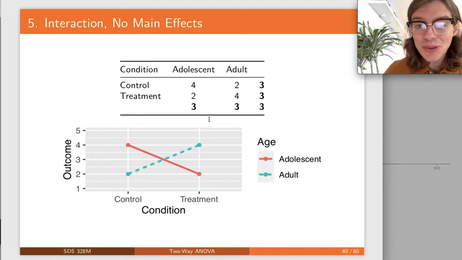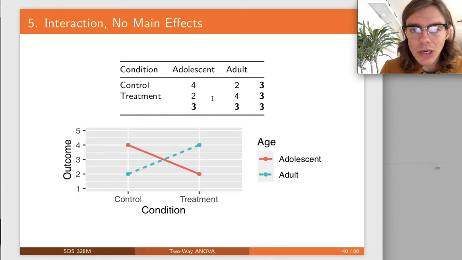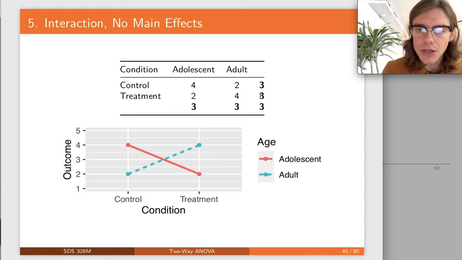This is probably the coolest one ever. Here's where you have an interaction with no main effects. So what on earth is going on here? How can we see that there's no main effects? Well, what if we look at condition? In the control group, the average outcome is 3. In the treatment group, the average outcome is 3. If this was your study, you'd conclude, hey, my treatment doesn't work. The average outcome is the same between treatment and control, if you weren't considering the possibility of an interaction.